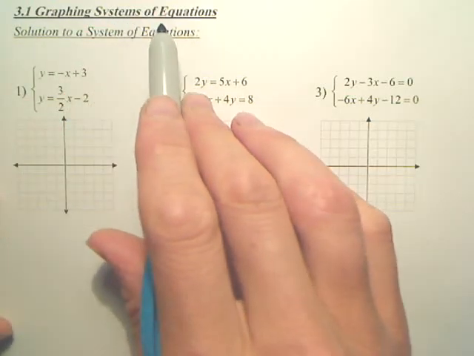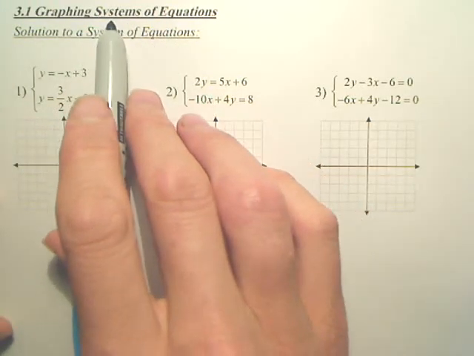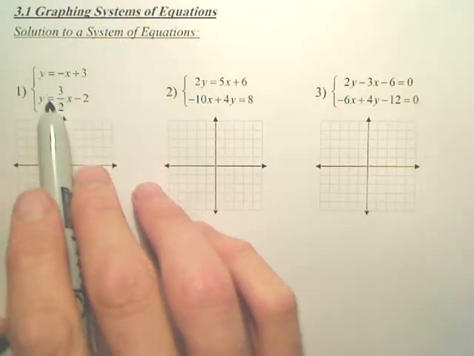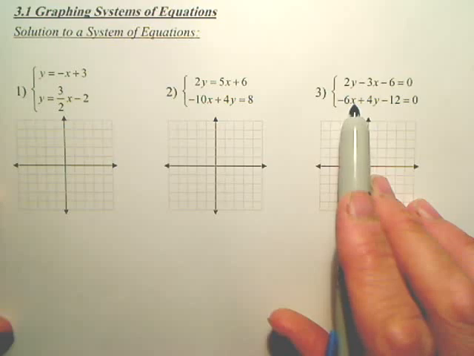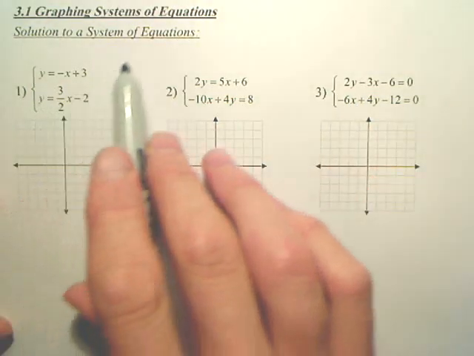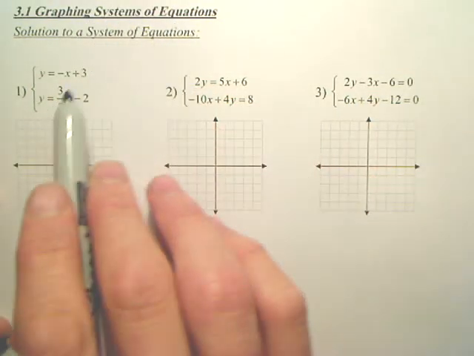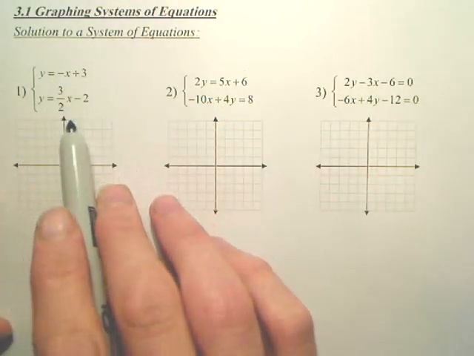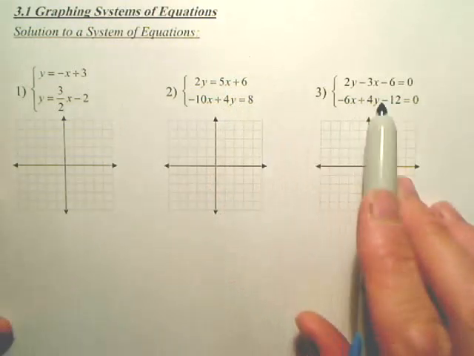We're graphing systems of equations. Whenever you see the word system, it's talking about more than one. You can even have three sometimes, but for now it's two. So it's a system of equations, a grouping of equations. Now, these two are lines. These are all sets of lines.